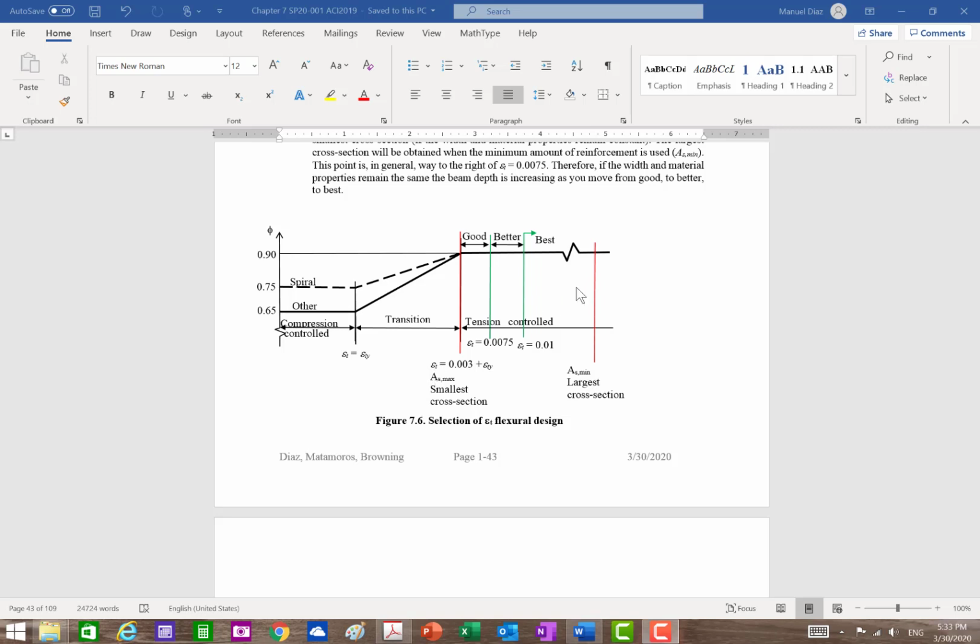On the other end is the As minimum. So you put very little steel, then you need a very deep section in order to create the moment capacity. And that's where you get your largest cross section. But between these two numbers, there are lots of solutions. And so that's what we are going to do in the next example using procedure B.